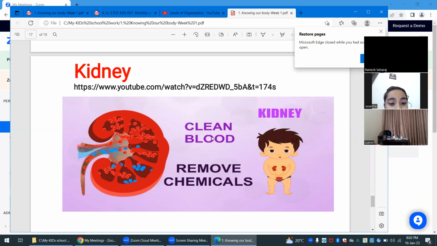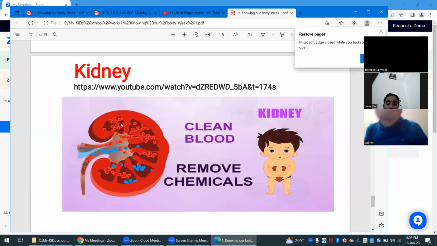All right. From where do these chemicals come? Sometimes when we are eating chips, for example, it has a lot of salt. Then that salt goes into your mouth and then stomach. Then it goes to the small intestine, then the big intestine. Then it mixes with the blood. That blood goes through the kidney. Then the kidney, what will it do? It will remove all the excess salt.